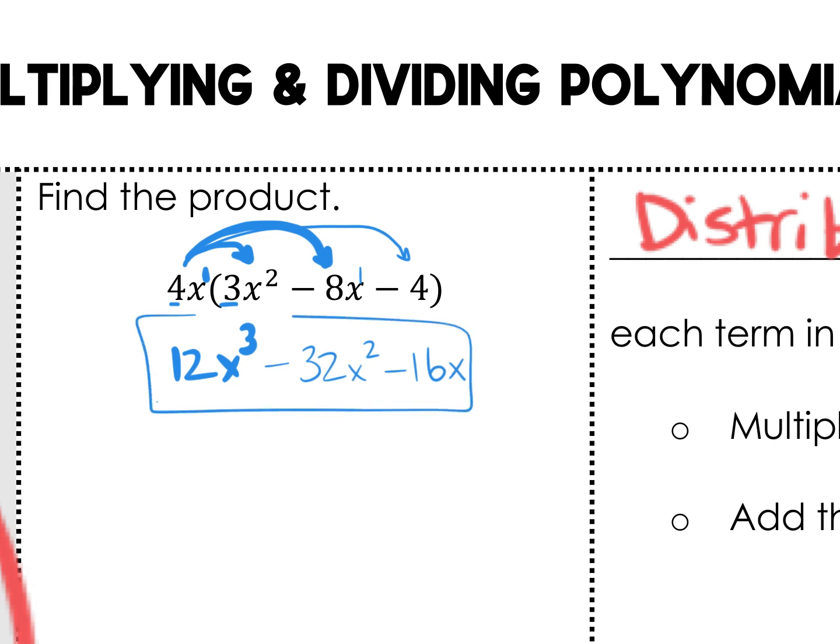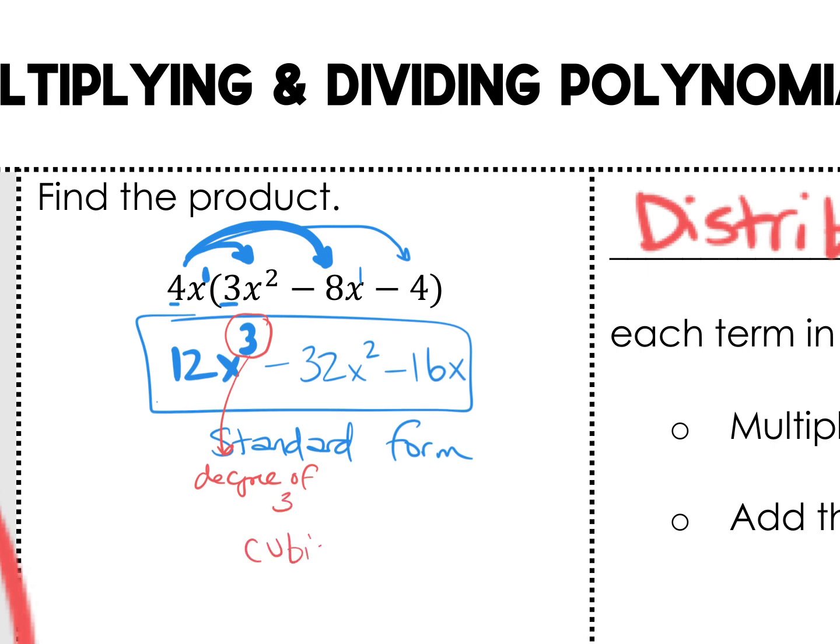Like we talked about with adding and subtracting polynomials, we always want our final answer to be in standard form. And as a bit of a review, if I was going to name this, this has a degree of 3. So I would call that a cubic. And I have 3 different terms. 1, 2, 3. So something with 3 terms is called a trinomial.